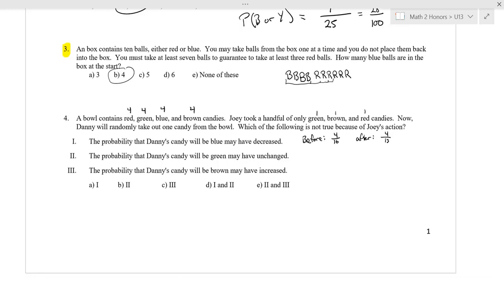So if the numerator stays the same but the denominator decreases, what happens to the overall fraction? You should know that the overall fraction, the value, gets bigger. If you try 4 over 16, that's going to be 0.25. If you try 4 over 13, you're going to get something bigger than 0.25, and you can try that out. So number 1 is a false statement.